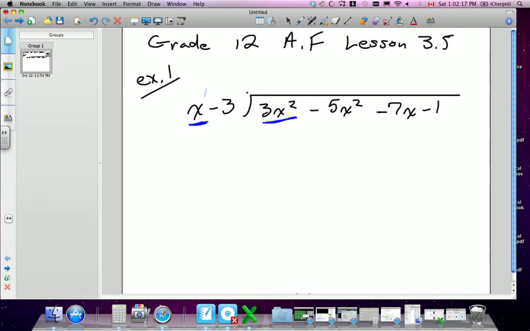So essentially I have to figure out what I need to multiply this by so that it becomes 3x cubed, so that these will cancel out, and then I'll be left with some remainder down here when I subtract. So the idea is I need to turn x into 3x squared. So you know what I multiply by? Any idea? What could I multiply x by? So some number to get 3x squared.